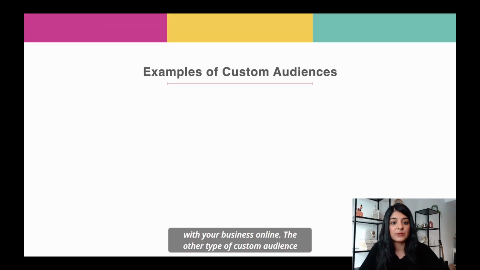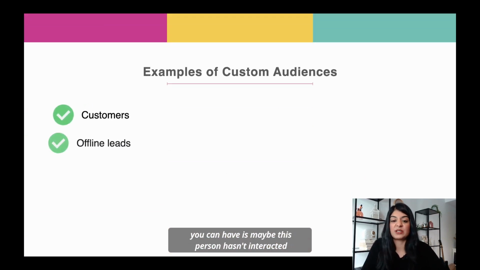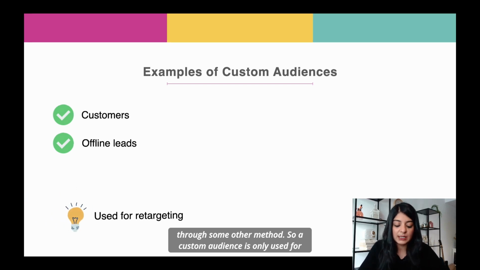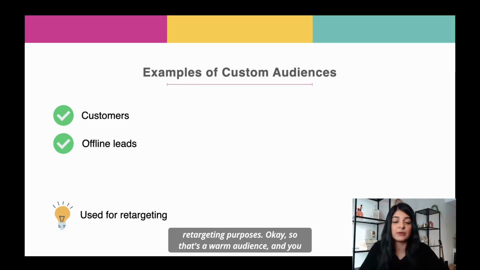The other type of custom audience you can have is maybe this person hasn't interacted digitally with you, but they're actually a customer, or maybe they are a lead in some way and they're on your email list through some other method. So a custom audience is only used for retargeting purposes. Okay, so that's a warm audience and you want to show them your ad again because they perhaps haven't converted into being a paying customer. Okay, or you want to upsell them or cross-sell them if they're an existing customer. So that is a custom audience.